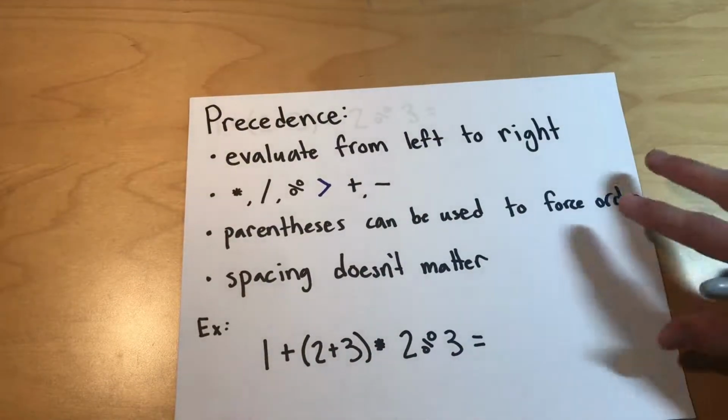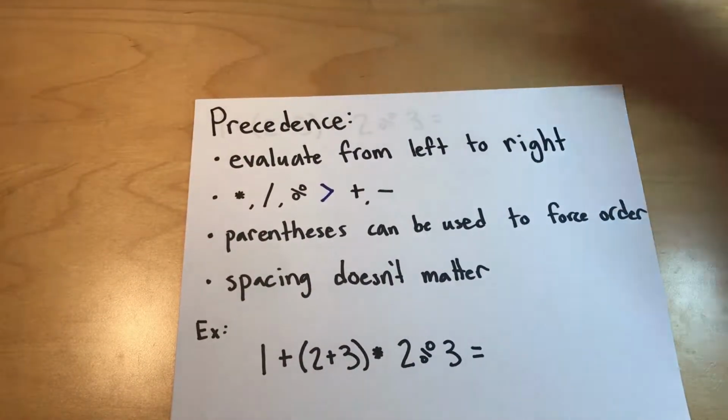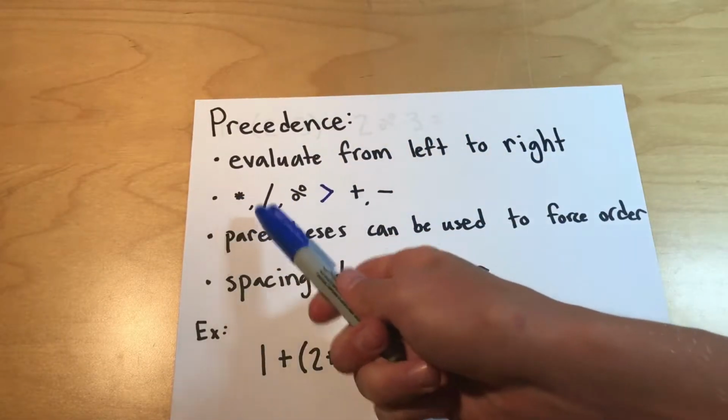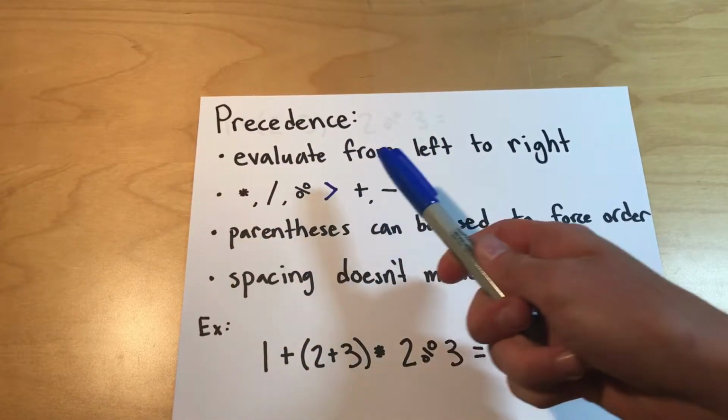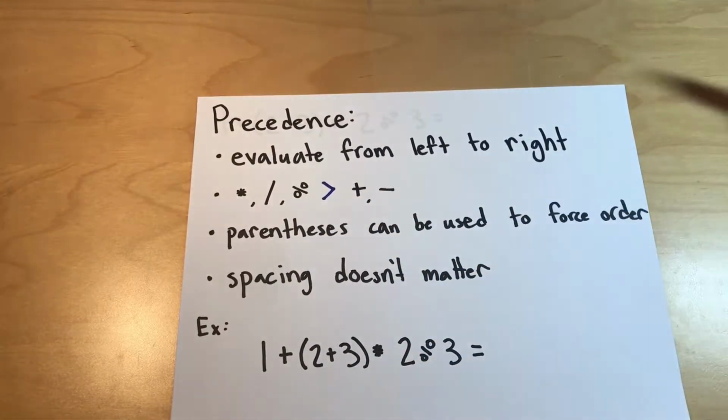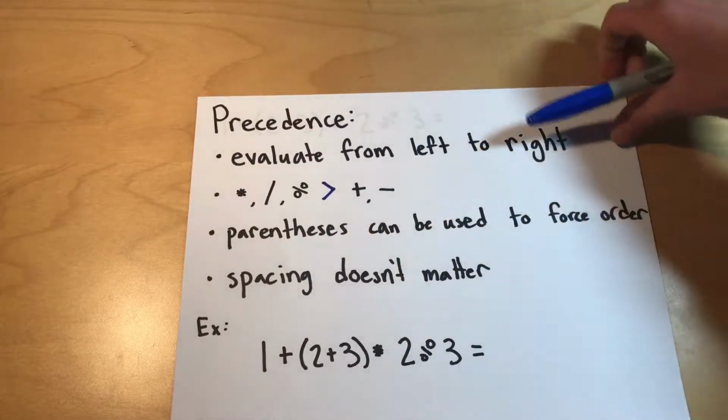Now, for these different operations, there's different precedence. So usually we evaluate from left to right. However, multiplication, division, and modulus have higher precedence than addition and subtraction. We can also use parentheses, and also spacing doesn't matter. So we're going to go through this example here on the next piece of paper.